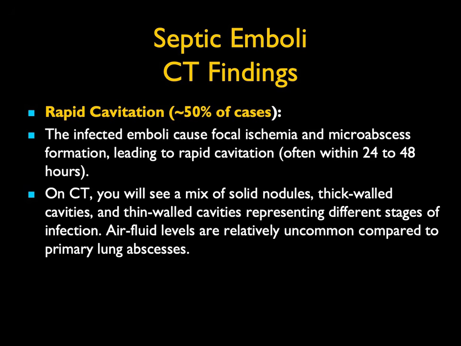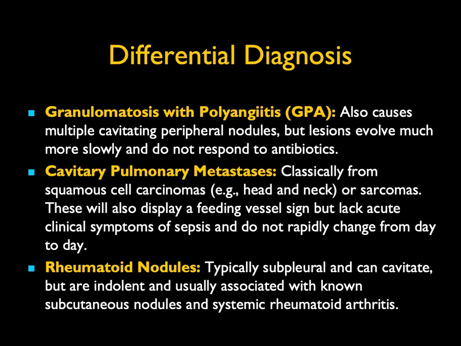The lesions will cavitate, and cavitation can be relatively quick. You may see cavitation, you may see the nodules, you may not see pleural effusions, or occasionally you may see pleural effusions. One of the key differential diagnoses, particularly if a cavity is large, might be a lung abscess. So things you think about: septic emboli, granulomatosis with polyangiitis, cavitary metastasis, which we mentioned, particularly head and neck, and rheumatoid nodules are all things to consider.